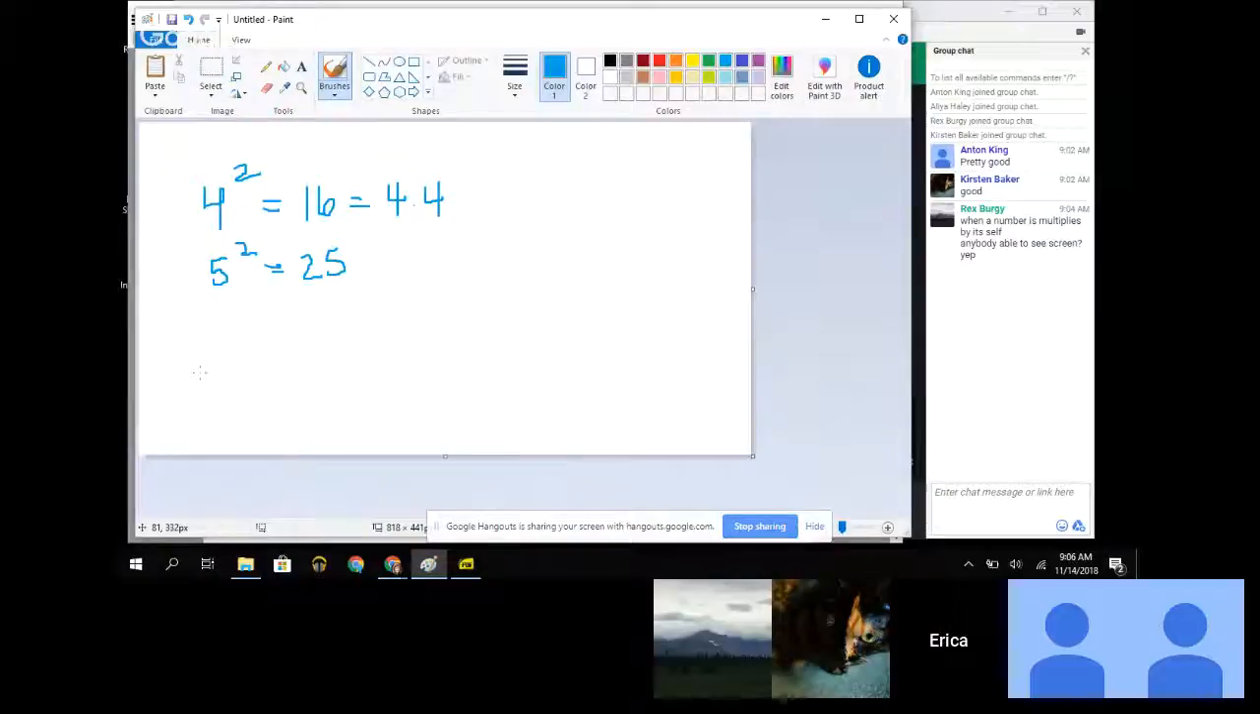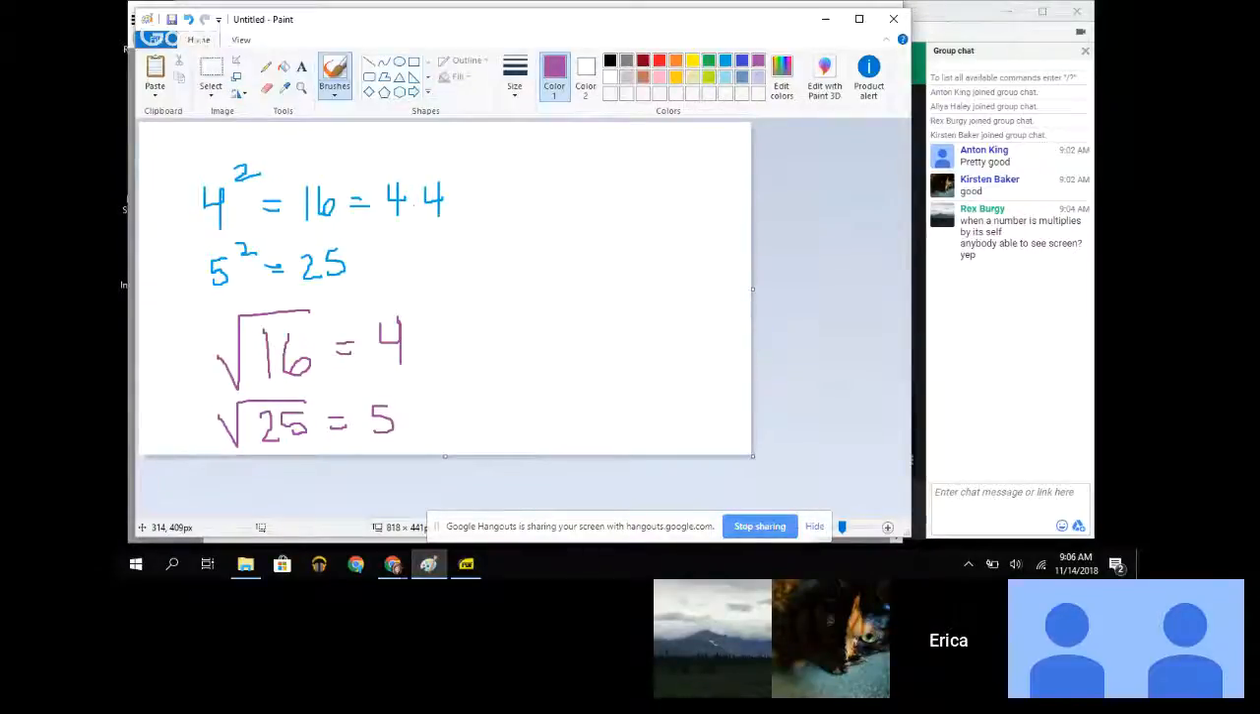This is the opposite of that, the undoing of that. So the square root is, when you take the square root of 16, you're looking at which numbers multiplied together make 16. So the square root of 16 is 4, and the square root of 25 is 5.